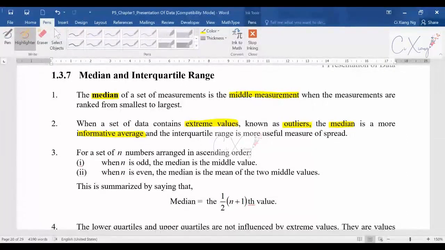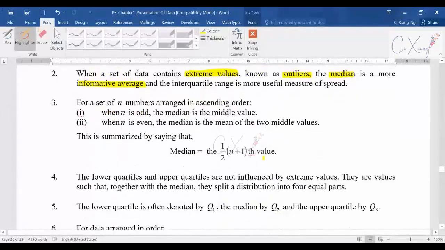So now let's start with the method of how to find the median correctly. To find the median, for a set of n numbers, first you have to arrange your numbers in ascending order, from the smallest value to the largest value. After that, when n is odd, that means your total set of data has an odd number of values, for example 7 data, so the median is the middle value. By using common sense, you locate the middle value from the whole set of data. And if n is even, then the median is the mean of the two middle values.